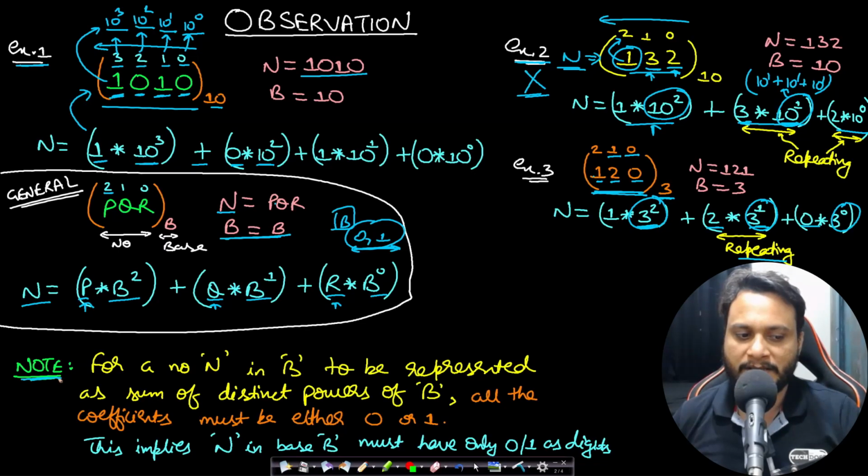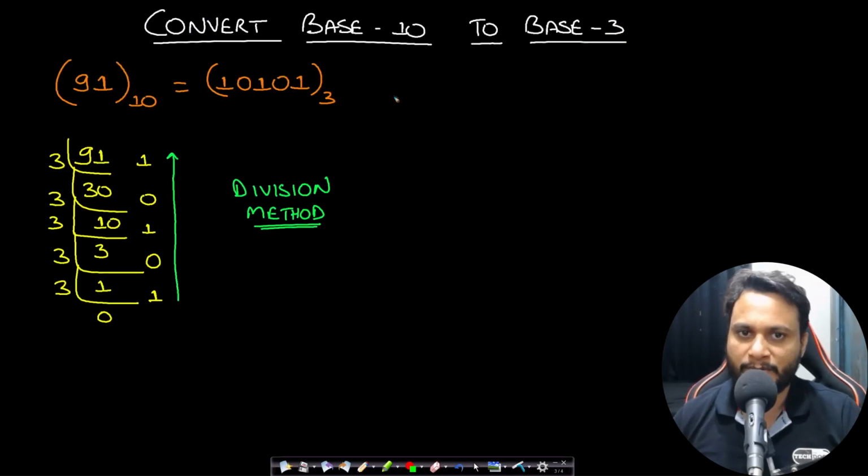So I can make this statement that for a given number n in base b to be represented as sum of distinct powers of b, all of the coefficients must be either 0 or 1. This implies that n in base b must have only 0 or 1 as the digits. I hope this point is clear, and if you know this point, then you can solve this problem easily.